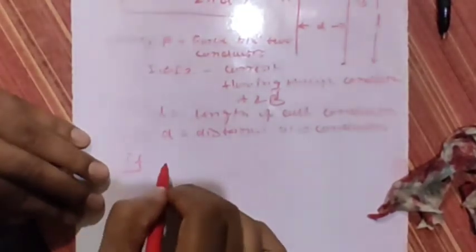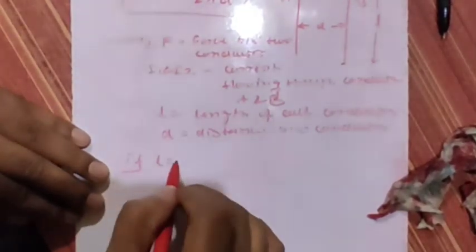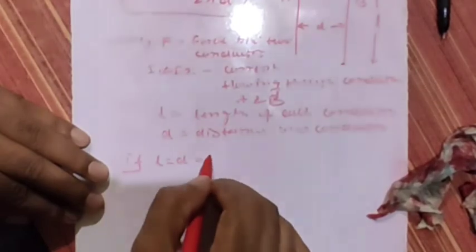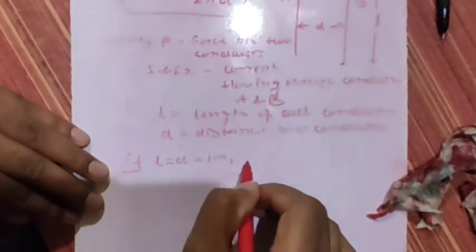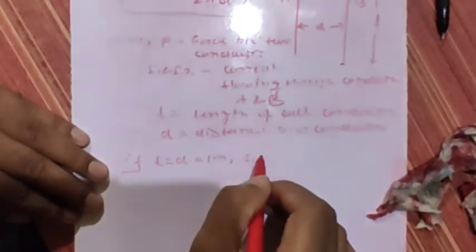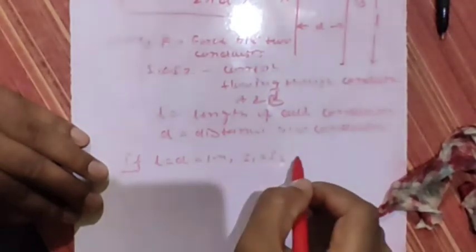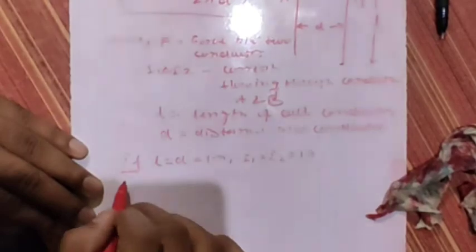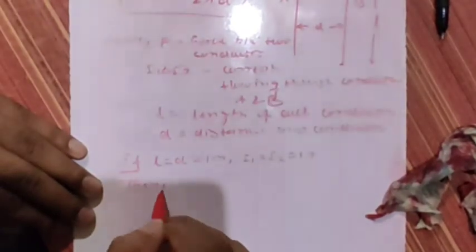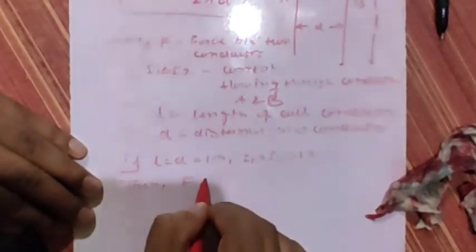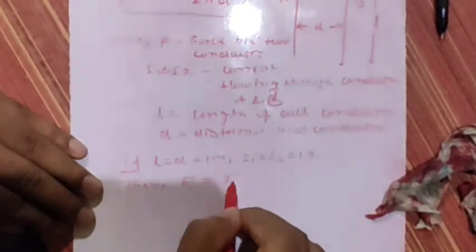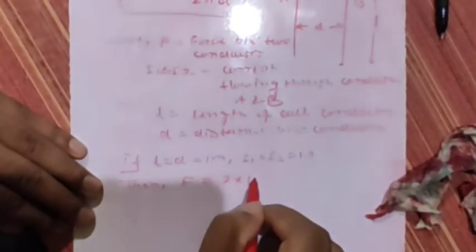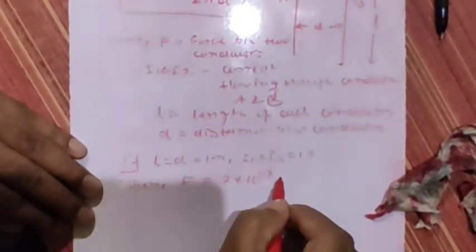If L is equal to d is equal to 1 meter, and I1 is equal to I2 is equal to 1 ampere, then the force will be 2 into 10 to the power minus 7 newtons.